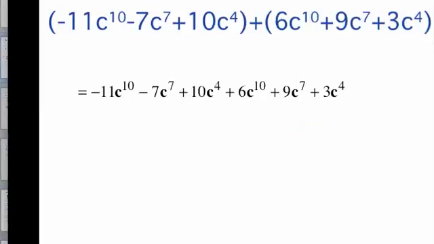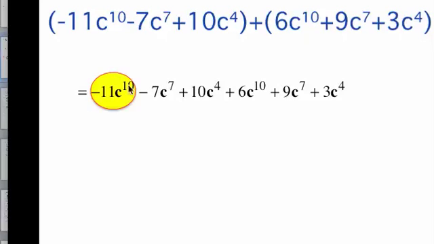So when I remove the brackets, we're just going to get negative 11c to the 10 minus 7c to the 7 plus 10c to the 4. So we're going to have exactly what we had inside the brackets. So I've just removed those brackets, and then we're going to be adding like terms, okay? To be like terms, they have to have the same variable with the same exponents. So I can add c to the 10s to c to the 10s, but I can't add a c to the 10 to a c to the 7.